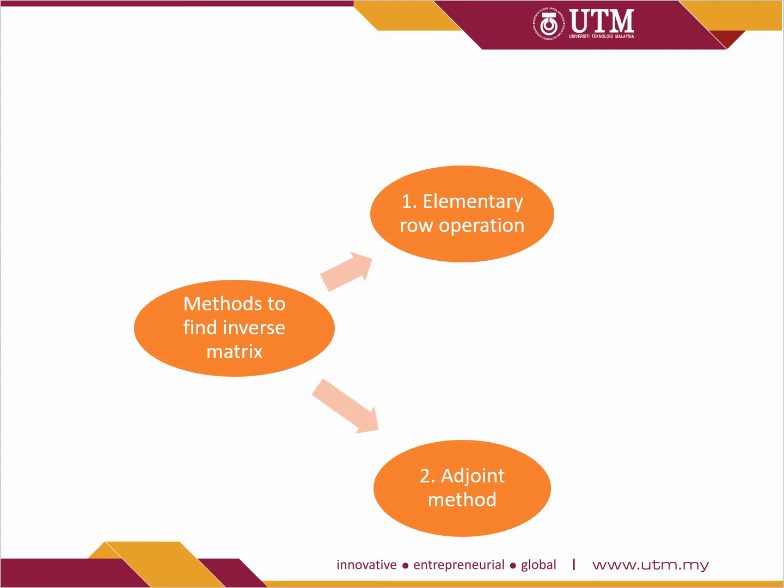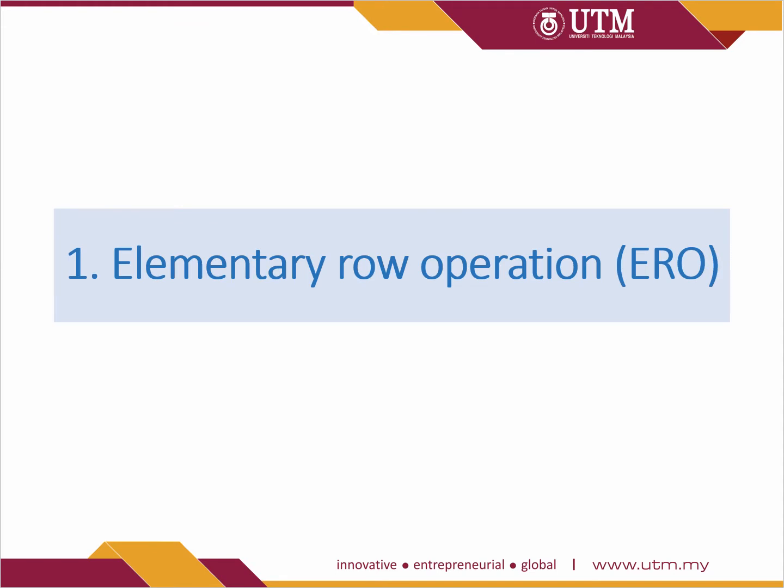There are two methods to find the inverse matrix. The first one is using elementary row operations, or we can simplify it as ERO. And the second one is using the adjoint method. For the first method, I'm going to show you the elementary row operation, or ERO.